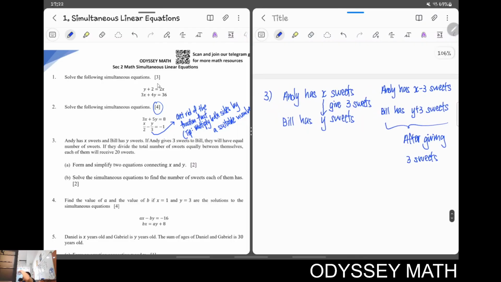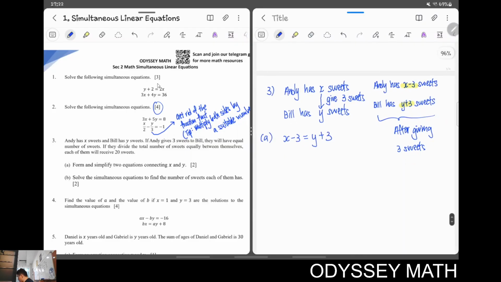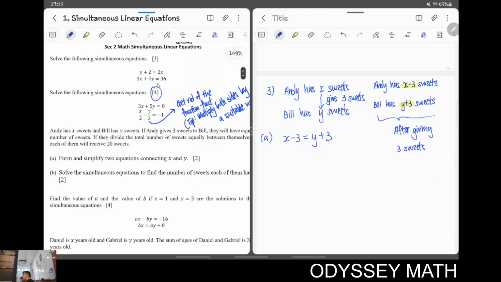Now they say that after Andy gave 3 sweets, they will have an equal number of sweets. So you will say that X minus 3 equals Y plus 3. We are actually doing part A. Part A asks you to form and simplify 2 equations connecting X and Y. So we still have to simplify this. We bring the minus 3 over to the right, it becomes plus 3. So X equals Y plus 3 plus 3, so X equals Y plus 6. That is my first equation connecting X and Y.